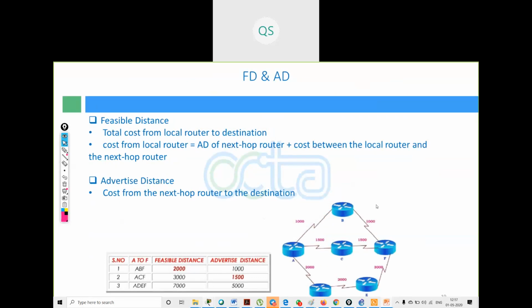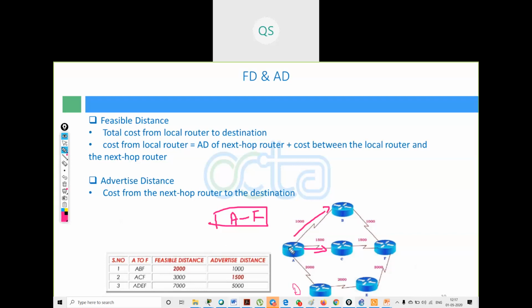You can see the diagram over here. I'm having multiple paths. Suppose my source is A and my destination is F. Now I am having multiple paths: ABF, ACF, and I am having AD. This is my D. So I am having multiple paths ABF, ACF, and ADF.